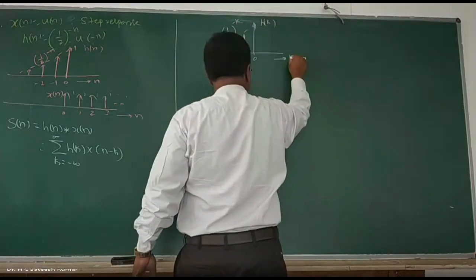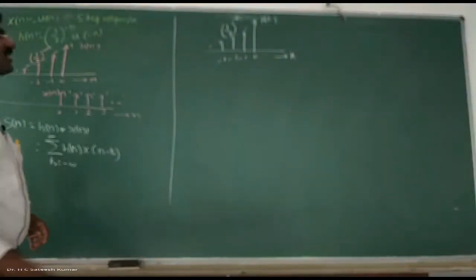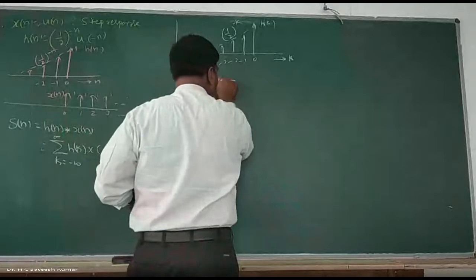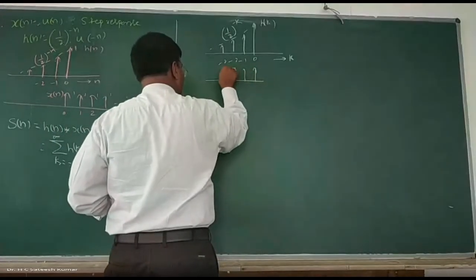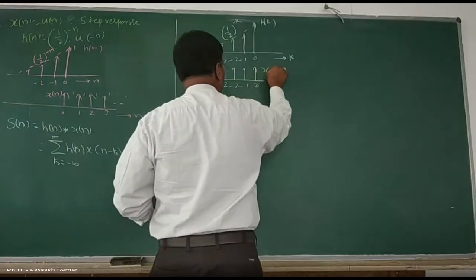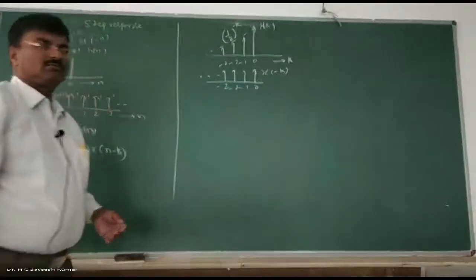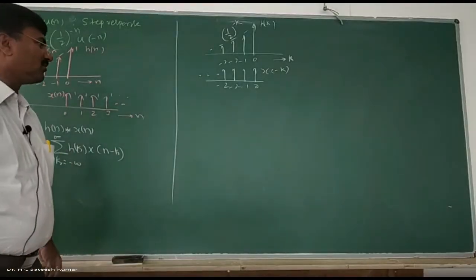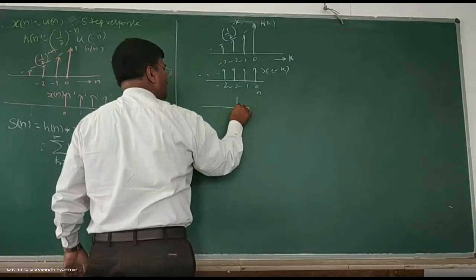Next, what do we have? x of minus k. x of minus k is folded, so you are going to get it on this side, with points 0, minus 1, minus 2. This is x of minus k. So how many cases? Only two cases we have.